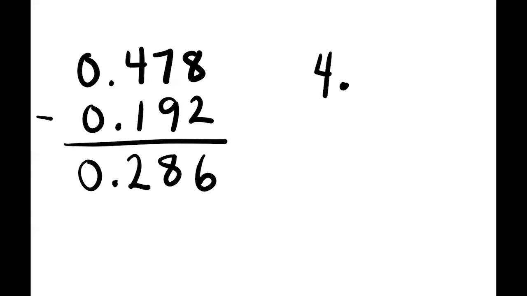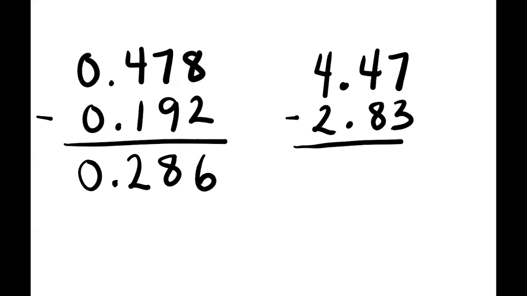Let's do 4 and 47 hundredths minus 2 and 83 hundredths. Okay, looking at my hundredths place, I have 7 minus 3. That'll be 4. And now I'm going to look at my tenths place. I have 4 minus 8. Uh-oh, I won't be able to do that. How can I get more tenths so that I can complete this subtraction?